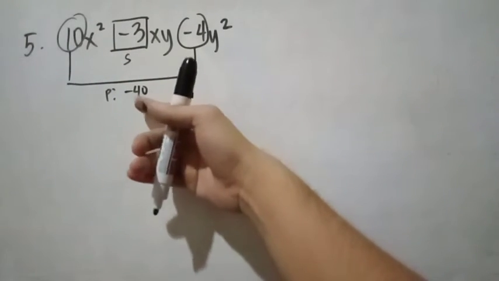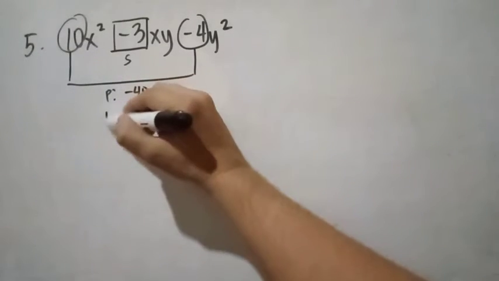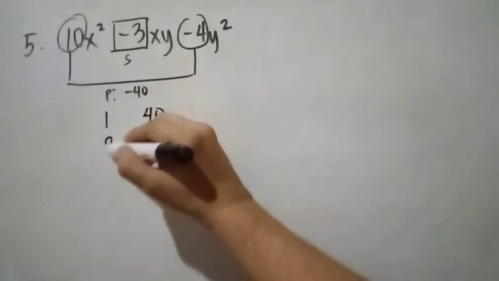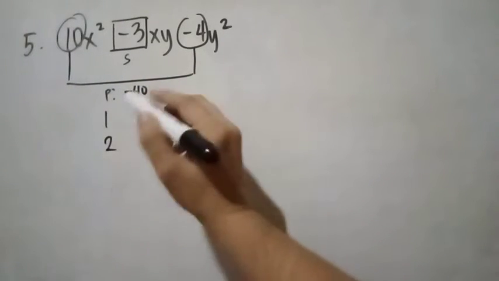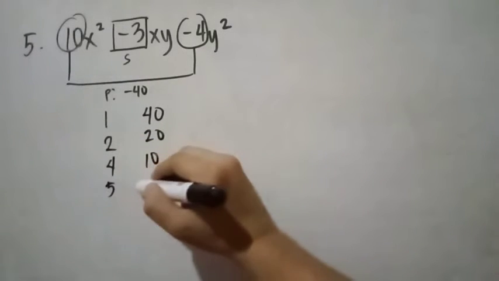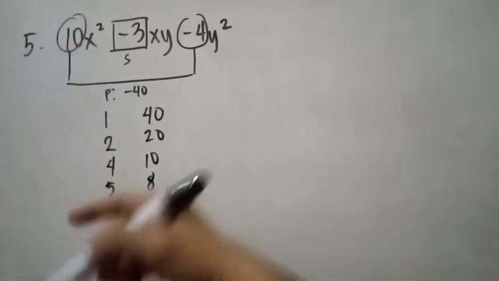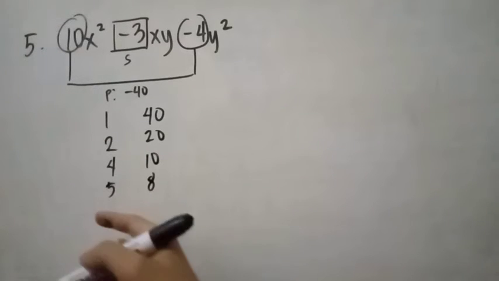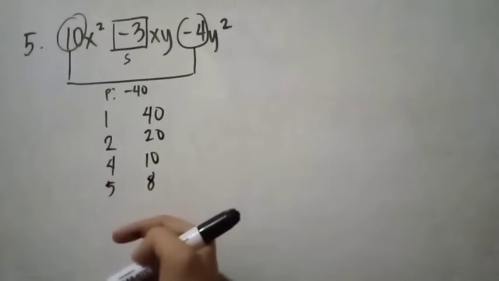So, kunin muna natin yung factors ng 40. So, we have 1 and 40, 2 and 20, 3 di pwede, 4 and 10, and 5 and 8. Yan, wala nang iba, no? 8 and 5 is the same as 5 and 8. So, di na kailangang isulat.